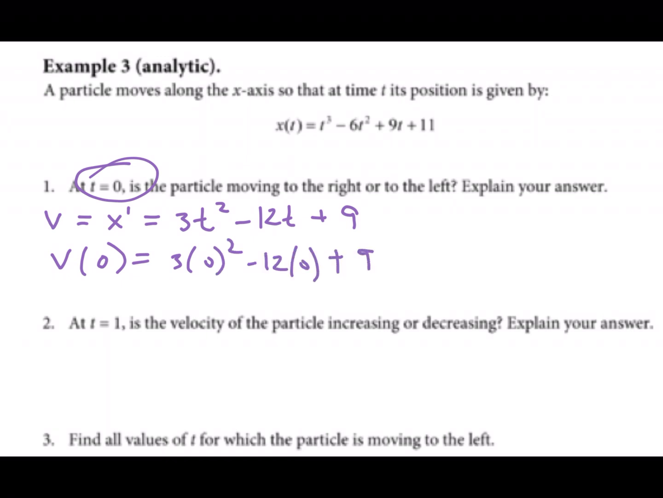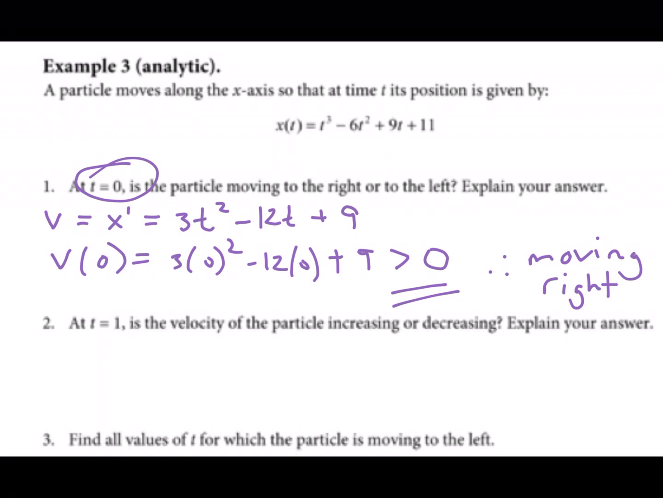I don't care that it's 9. What I care about is that it's positive. So I'm going to state that it's positive. That's a really big deal. I'm going to do it very simply and say it's greater than 0. If you want to say v of 0 is positive and use the words, you can do that. But now I can say, therefore, because my velocity is positive, I'm moving to the right.